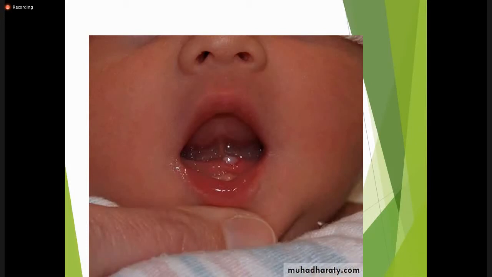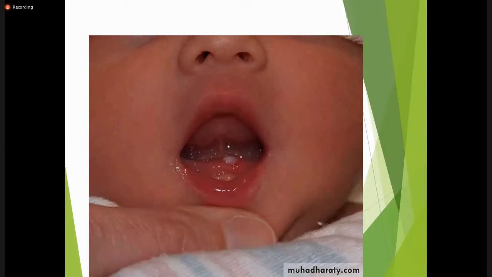So you see, this is the lower central incisor, and this is the natal tooth. Whenever you observe any natal tooth, you have to go for immediate extraction and examine the baby thoroughly, because there are certain syndromes which are associated with it, and certain infections like congenital syphilis can present with natal teeth.